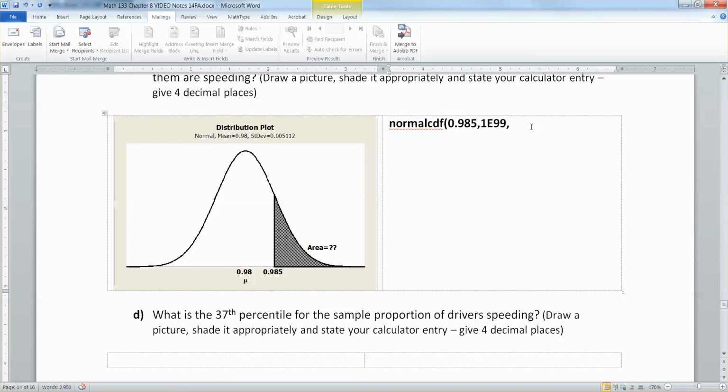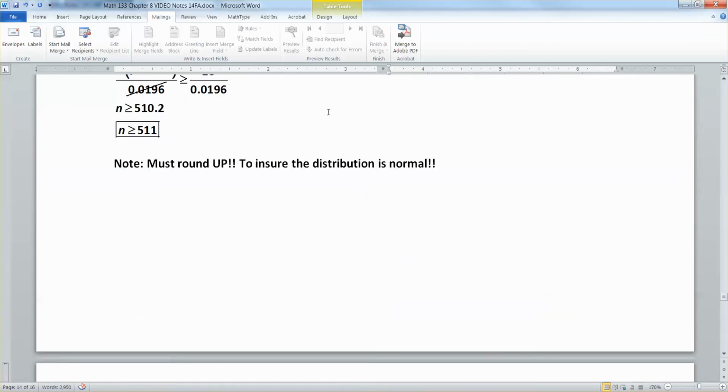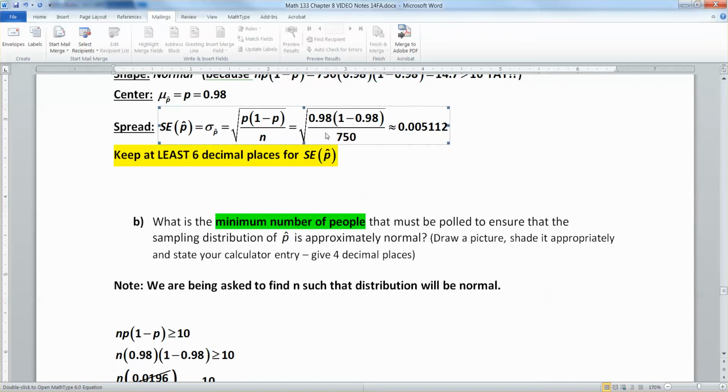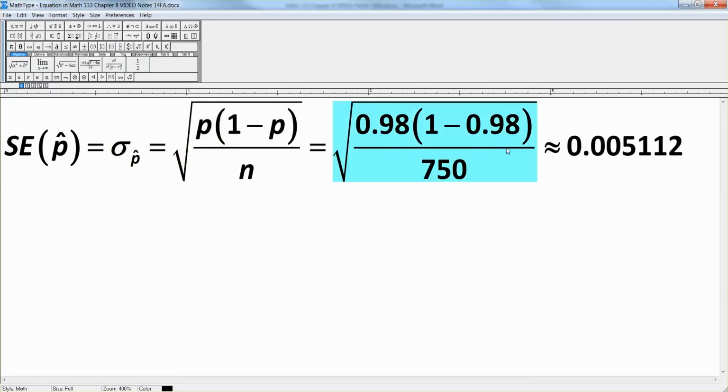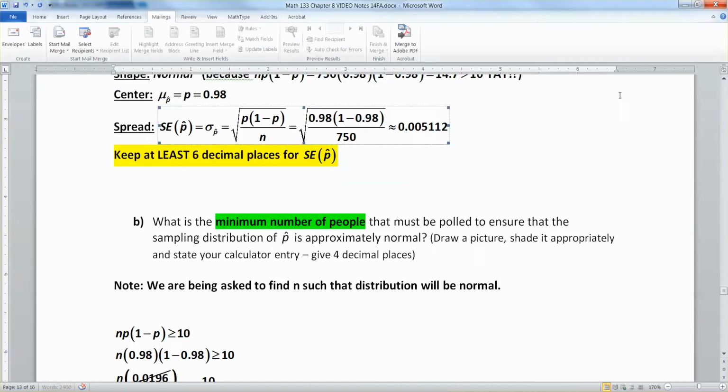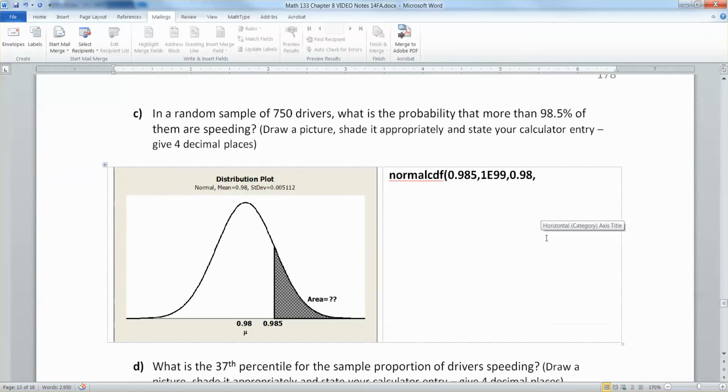And then the mean was 0.98, right? And then the standard error, that's the fun one. That is the big square root. And actually, I prefer using the big square root. I use this when I type it into the calculator, the 0.98, 1 minus 0.98 over 750. And I'm going to show you why that is in a bit.